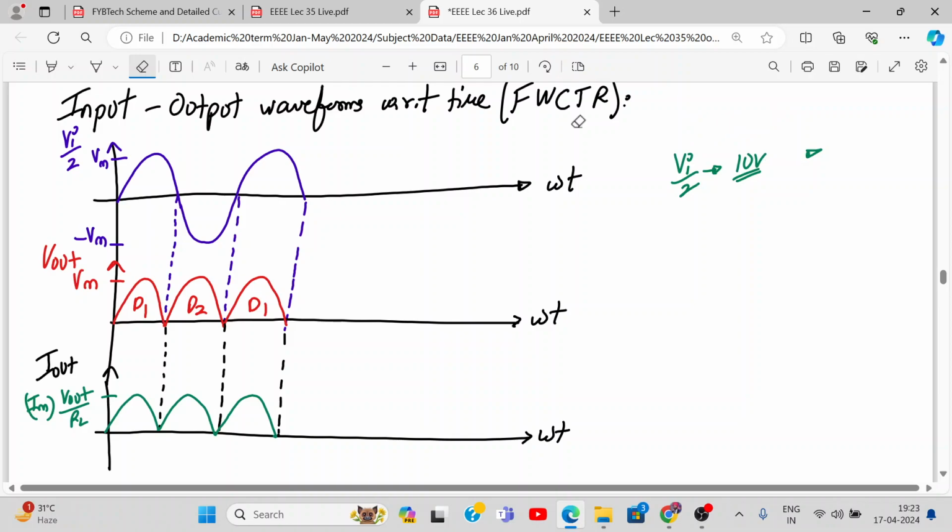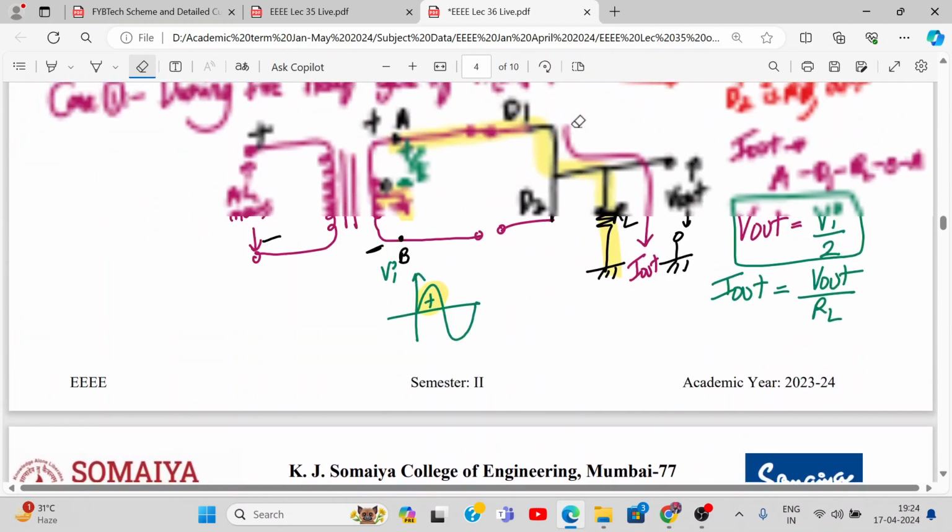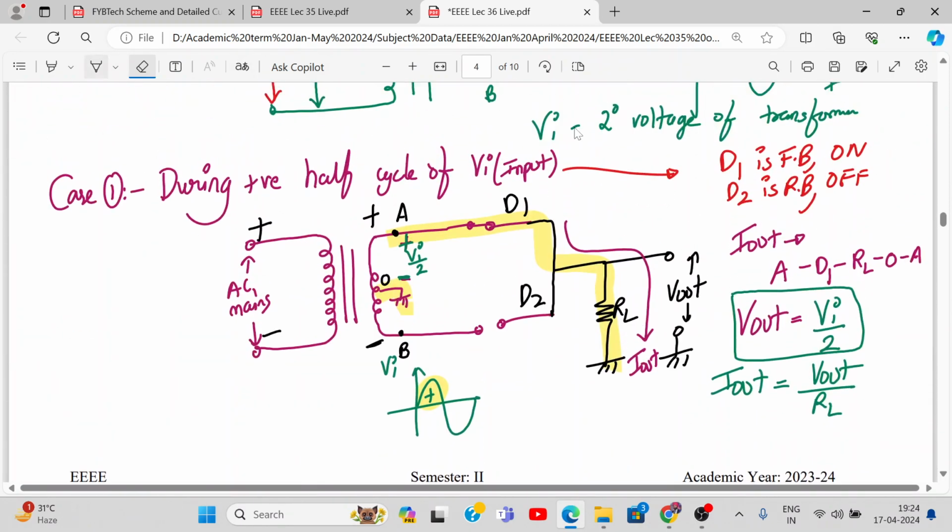So if this is my input, output will follow the input. In the positive and negative half cycle, output will follow the input. Or maybe I should write a few lines over here: your output V out follows input, which is Vi by 2.